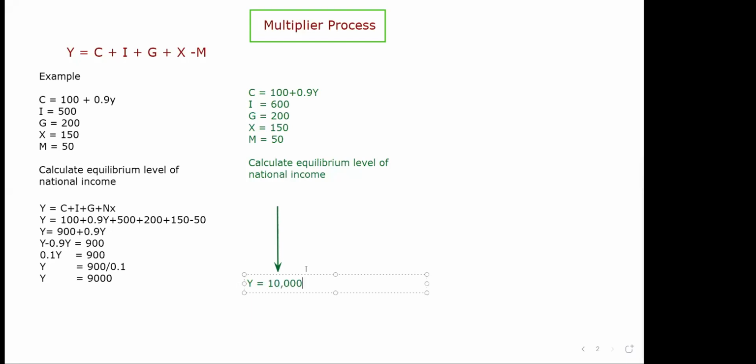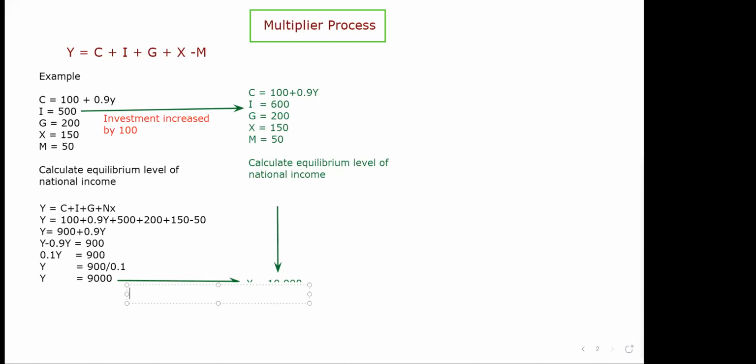Now this is where I'm going to teach you the multiplier. Now look at this question. What was the only change I did here? This 500, I made it 600. So investment increased by 100. That you all agreed. That is the only change I did. I did not change anything else. But when investment increased by 100, the equilibrium level of national income increased by 1,000.